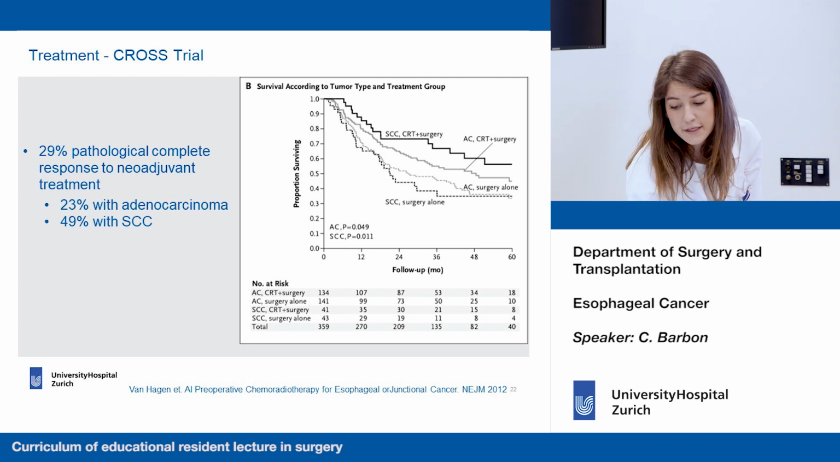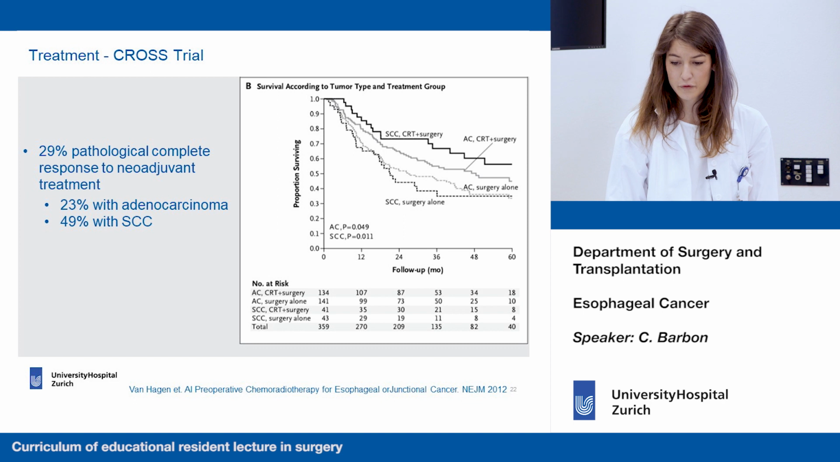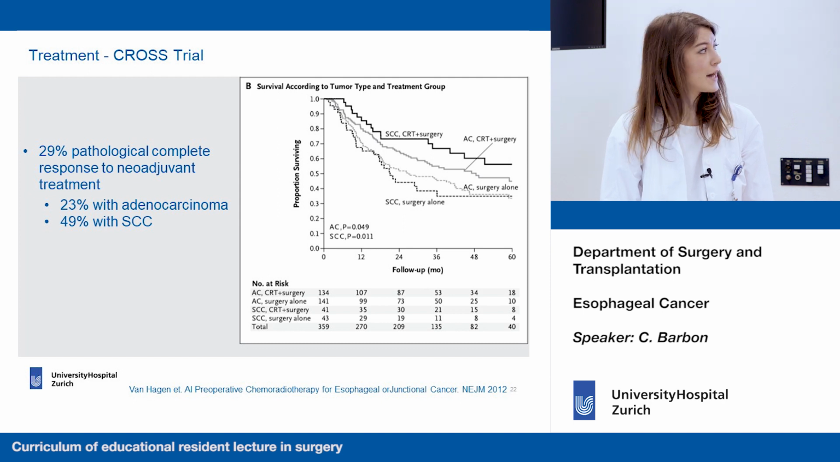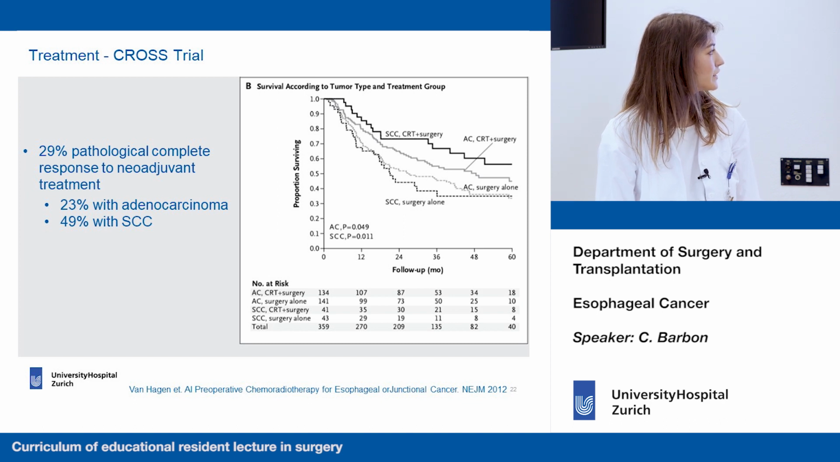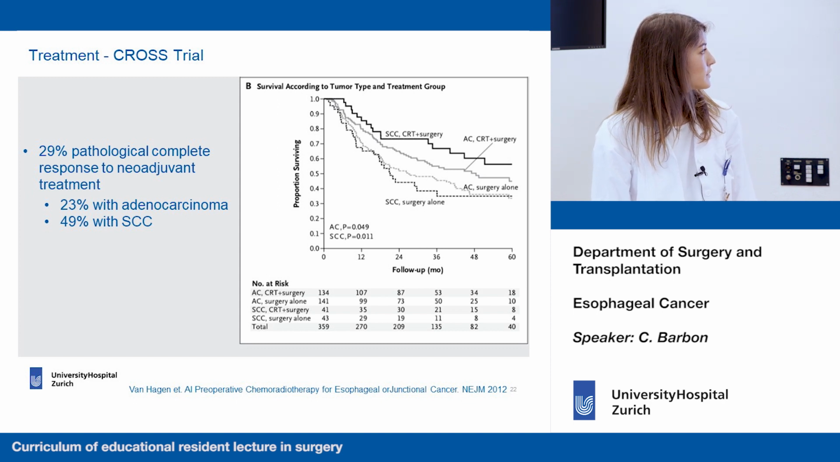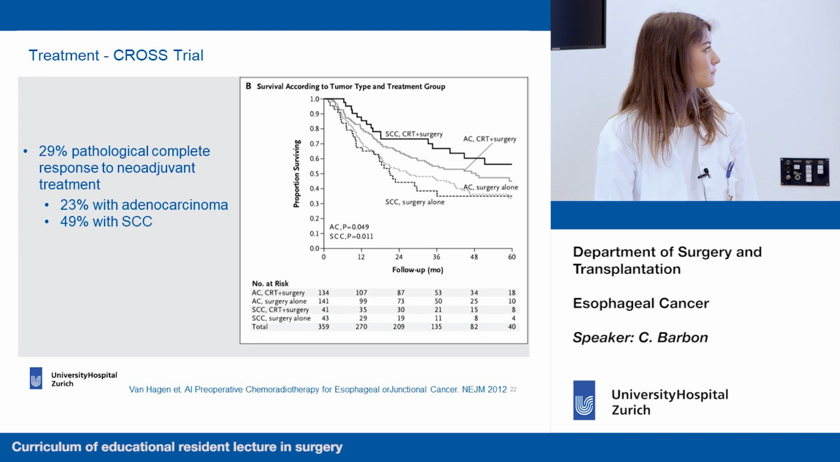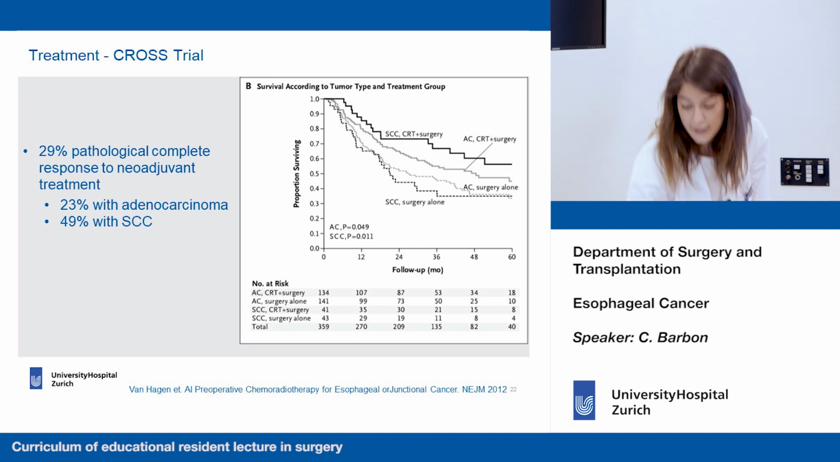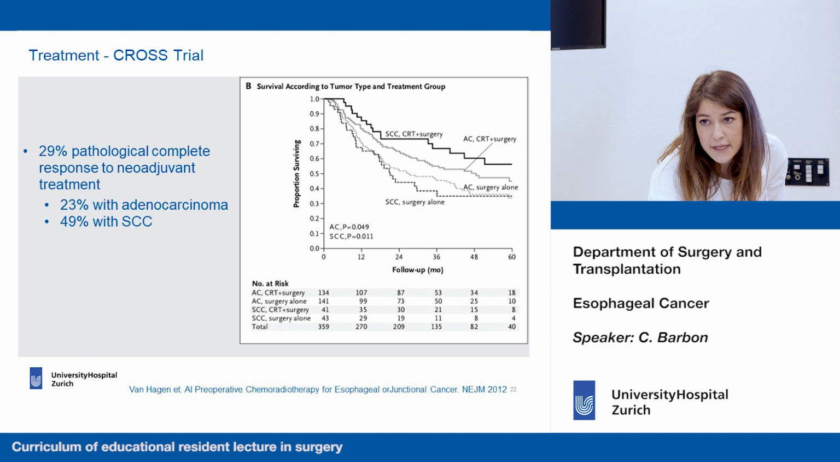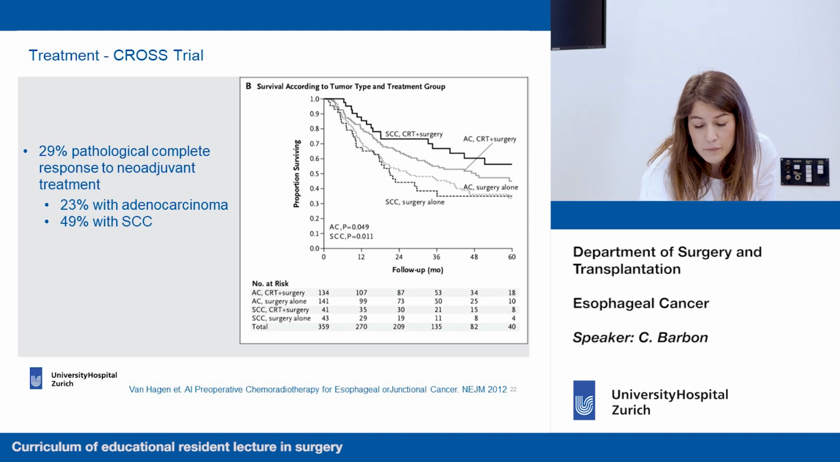This graph also shows that not only is there an improved response in patients that undergo the neoadjuvant therapy, but also that squamous cell carcinoma and adenocarcinoma behave differently. The two lines above show patients that received neoadjuvant therapy, and as you can see, the survival is increased. But with the sub-analysis, they saw that squamous cell carcinoma actually has an even higher response rate with respect to adenocarcinoma. Indeed, the overall pathological response was 29%, but it was 49% in patients with squamous cell carcinoma, whereas it was 23% in patients with adenocarcinoma.